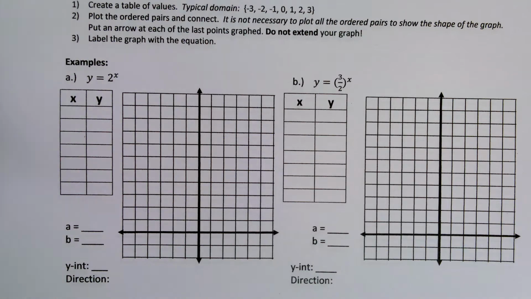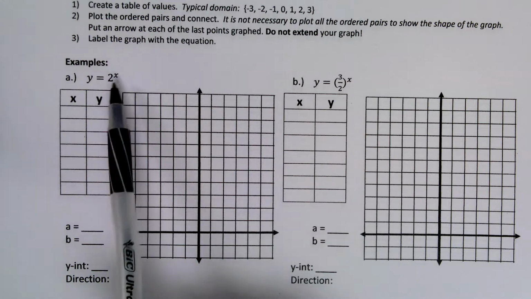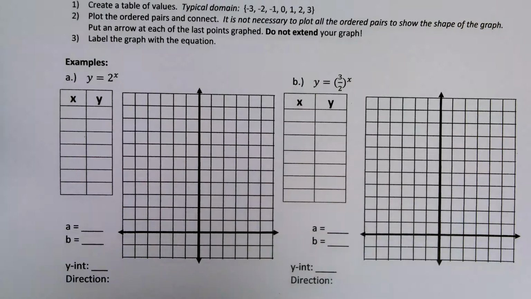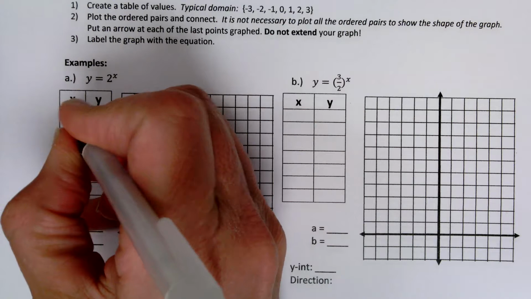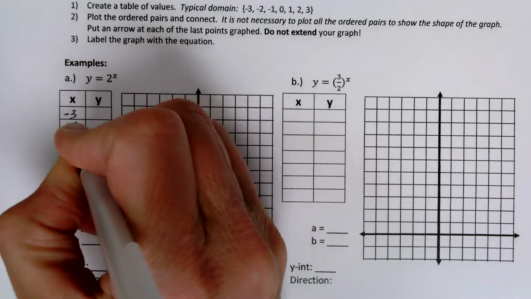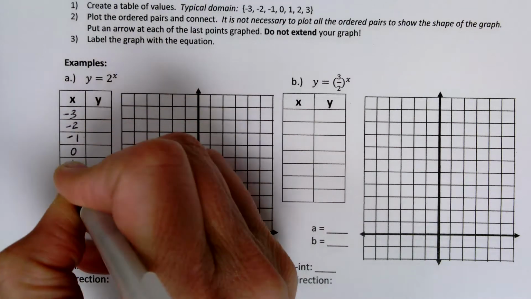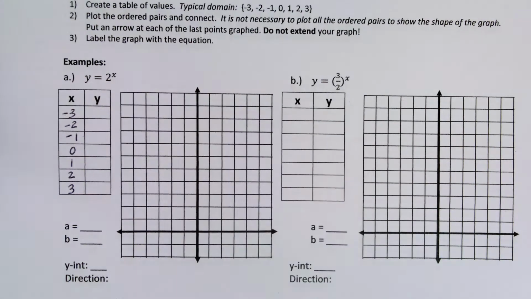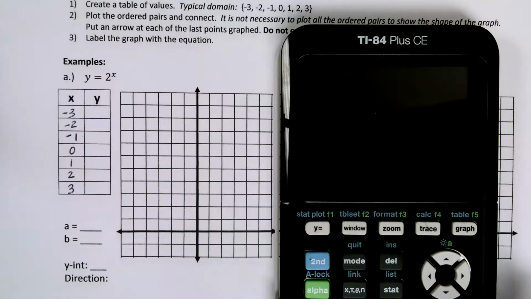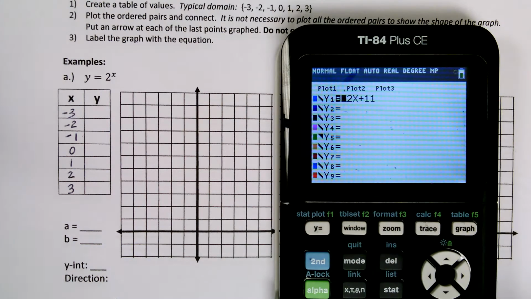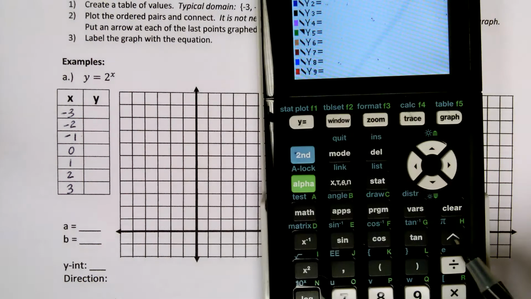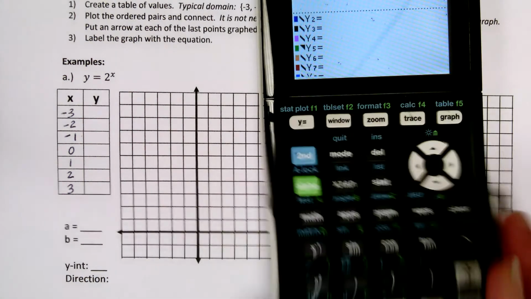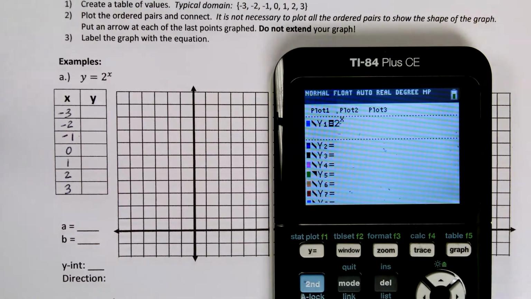Okay, so let's start with the first one. Y equals 2 to the x. This is an exponential function because the exponent is a variable. So I'm going to use our typical table of values. I have -3, -2, -1, 0, 1, 2, and 3. We take our calculator. You go to y equals, after you turn it on, and you type this in, 2. And remember, to have the exponent, we need to use our caret key, 2 to the x power.